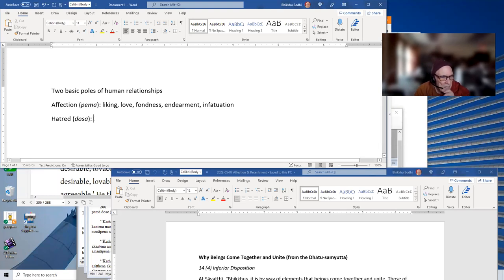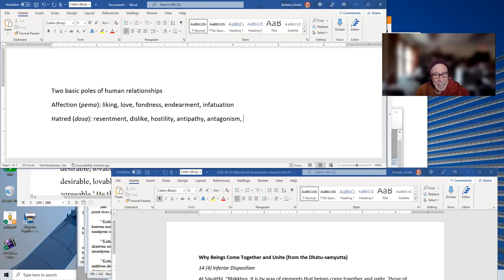What would be some other words? Resentment? Okay, resentment. Dislike. Yeah, dislike. Hostility. Oh, hostility, yeah. Antipathy. Antipathy, yeah. Irritation. Antagonism. Indifference. Irritation is a bit broad because you could be irritated by the mosquito constantly landing on my skin. This is something that applies to relationships between people.